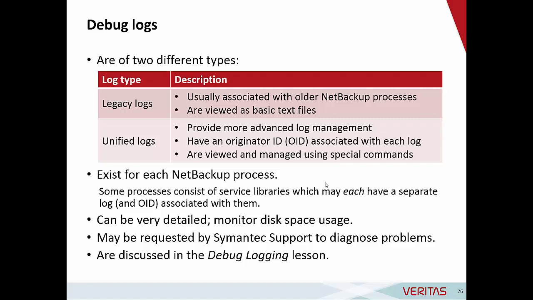And when I say we, that might be myself as a NetBackup administrator doing this troubleshooting, or it might be the Veritas support team. Oftentimes, when you open a support case about an issue with NetBackup, one of the first things they'll be looking for are the relevant debug logs. We'll be talking about debug logs in quite a bit of detail later in this course in the debug logging lesson. For now, we'll just mention that they come in two basic types: legacy logs, which are associated with older NetBackup processes and daemons, and unified logs, which are associated with newer processes and which have more management tools available for them. Lots more detail about this to come.